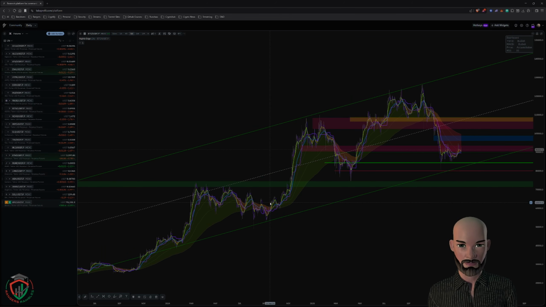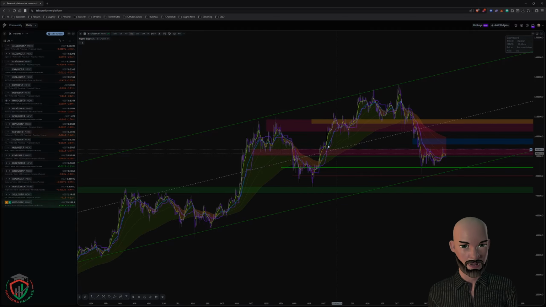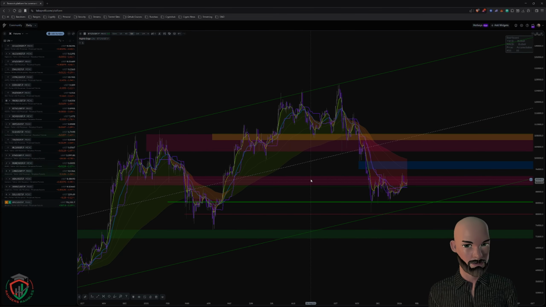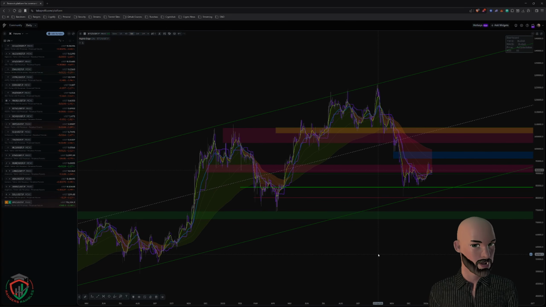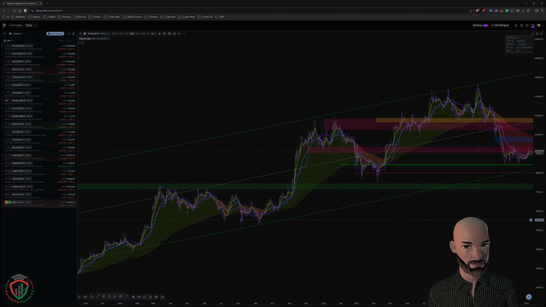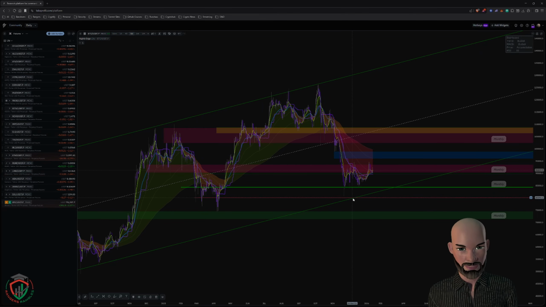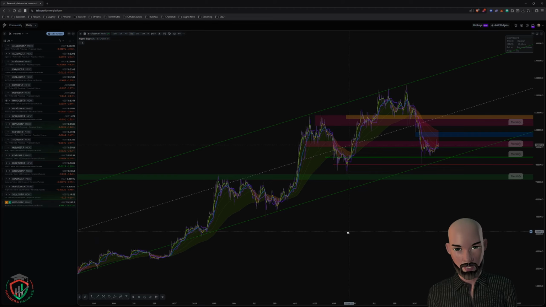Okay, so we've got our demand and we've got our supply points, otherwise known as support and resistance, if you want to keep it simple. It's good to keep things simple. I've marked the golden pocket up. We still haven't really retested the bottom of this channel yet.